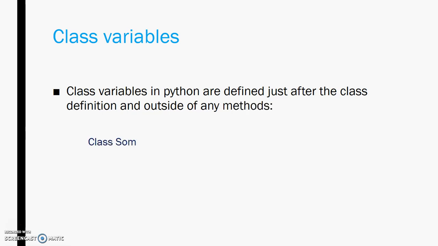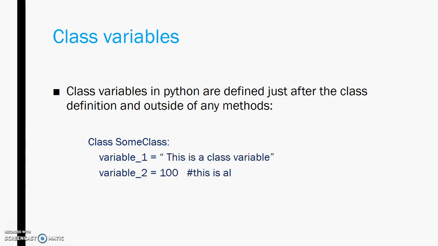For example, this is a class named SumClass with variable 1 which is declared inside the class, and another variable 2. This is also a class variable. So in this class we have two variables, variable 1 and variable 2.